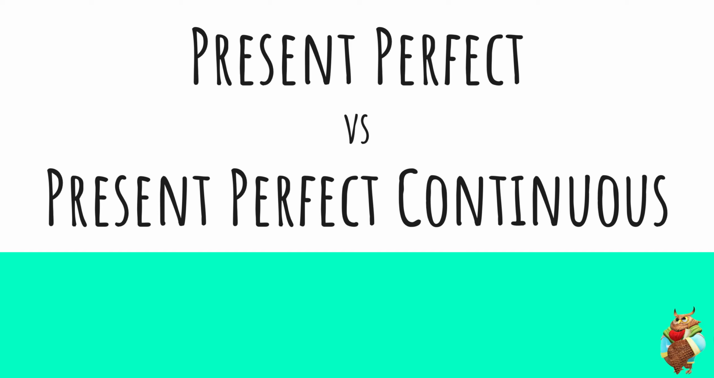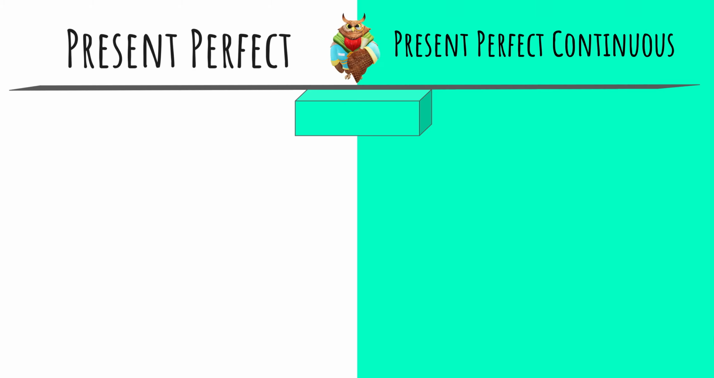Here we have the grammar part. Here we have present perfect and present perfect continuous. These tenses are what we're going to talk about today and learn today. So, present perfect and present perfect continuous. How do we form these tenses?